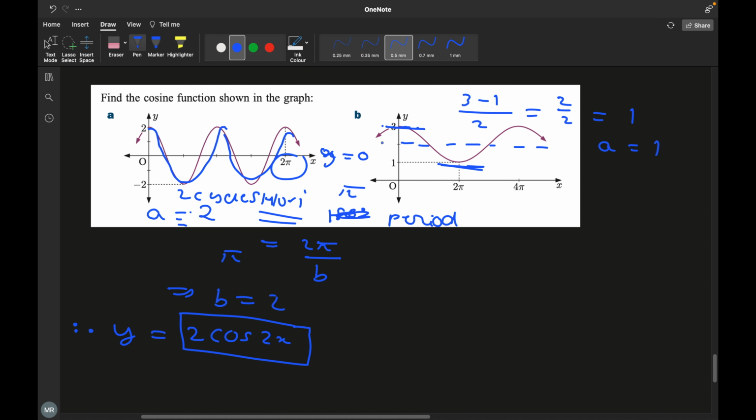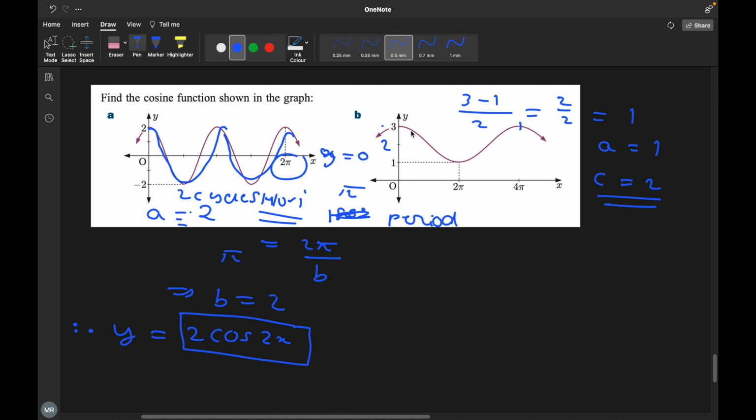And the translation C would be 2, because this is the principal axis, right? And then we are moving up by 2 units. So therefore C would be 2. And now we have to, wait, let me clear this. Now we have to find the period.